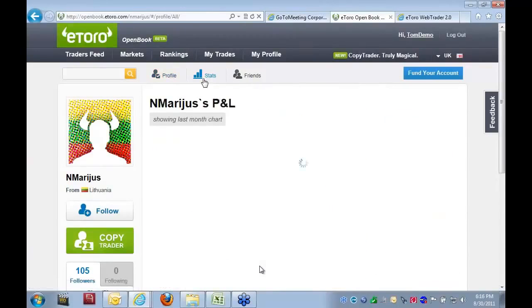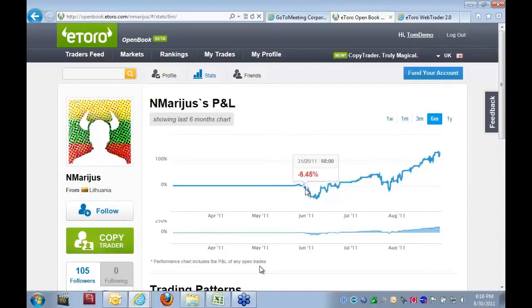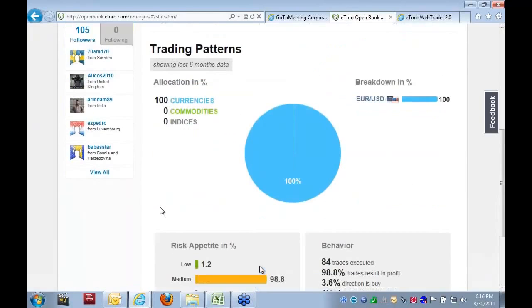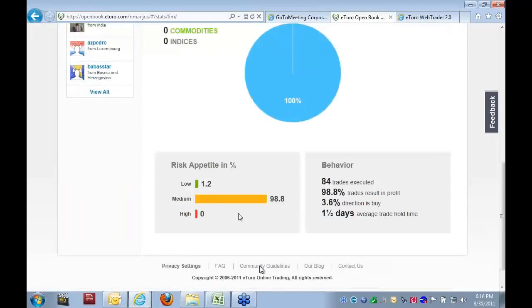Let's go into the stats and look at his stats over the last 6 months. Yeah, he did have a problem in the beginning, but then he learned. He learned well, and even though he tumbled a little bit overall, he is rising up, and we can see something that is consistent and something that we can actually appreciate. Let's see his breakdown. This guy trades only euro dollar, doesn't trade anything else. Trades in medium risk. The average trade hold time is 1.5 days. 99% of the trades that he opened resulted in profit. That is absolutely astonishing.